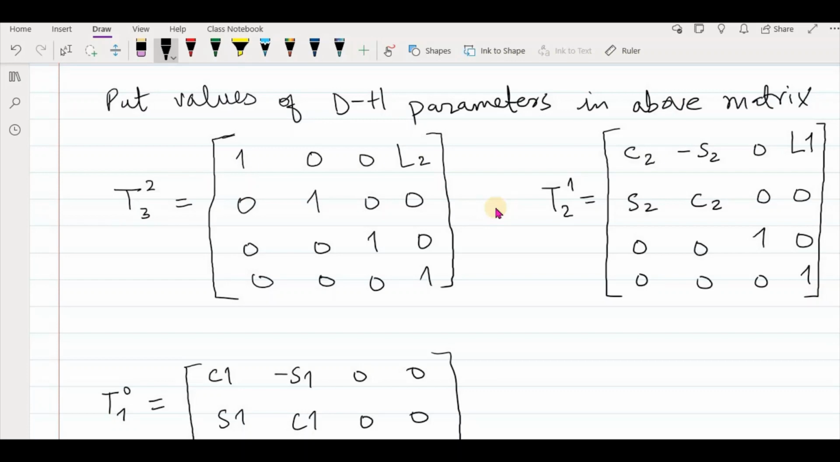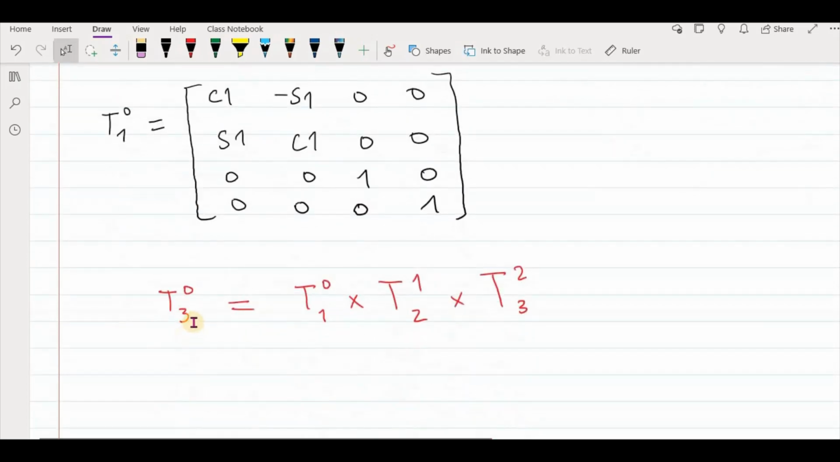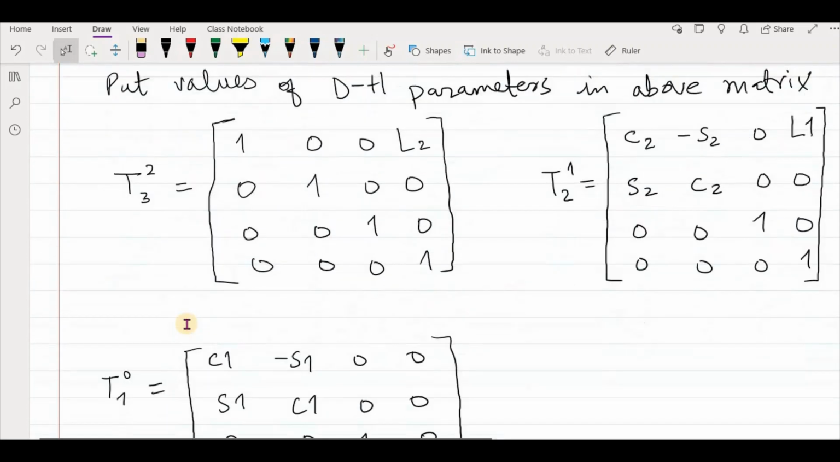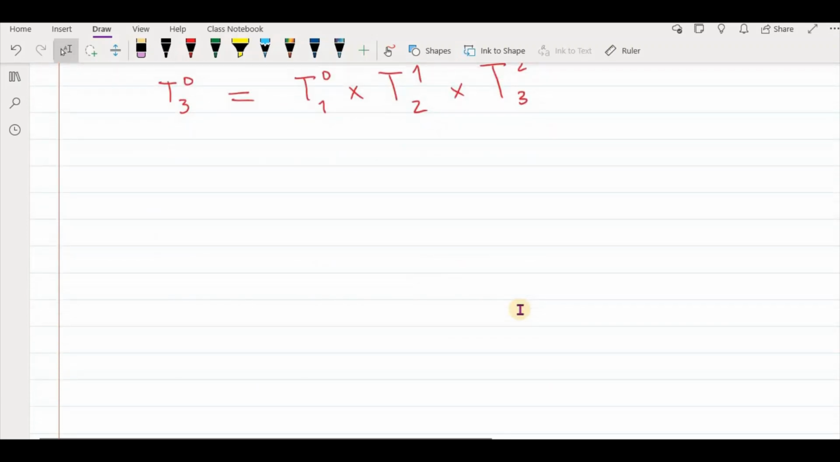So that's how we calculated the transformation between the frame 3 and frame 2, and similarly we do the same thing for frame 2 to 1 and then frame 1 to frame 0. And to find the overall transformation between frame 3 to frame 0, we have to multiply these three matrices, and once we multiply them, we get the final transformation matrix, which will look something like this.